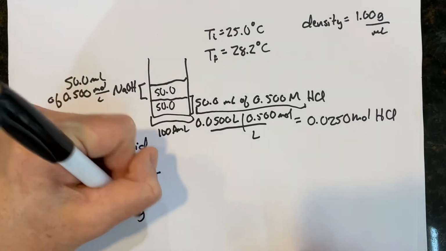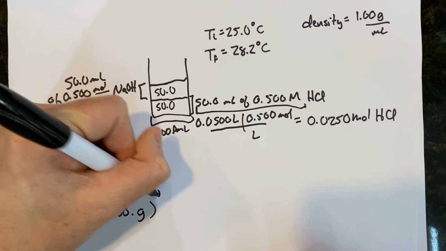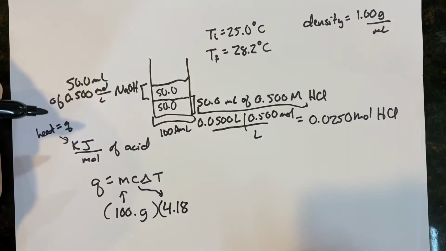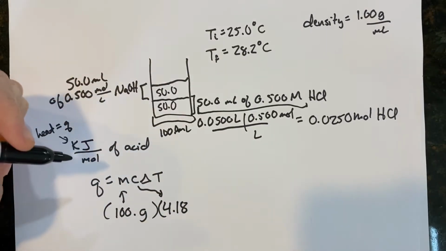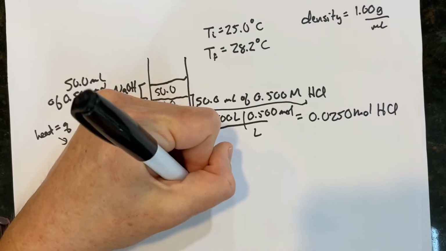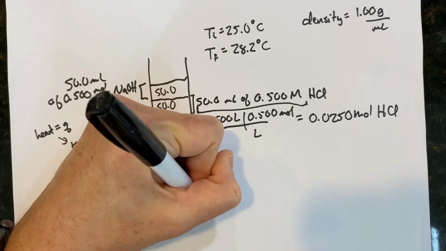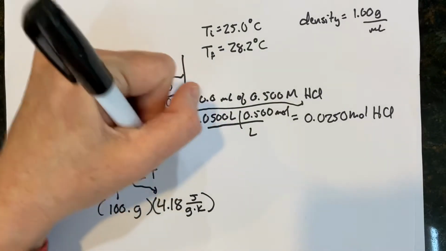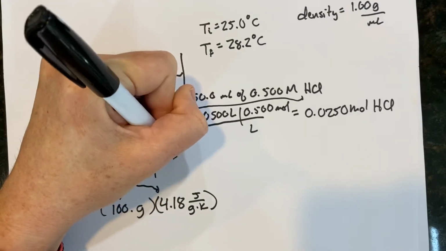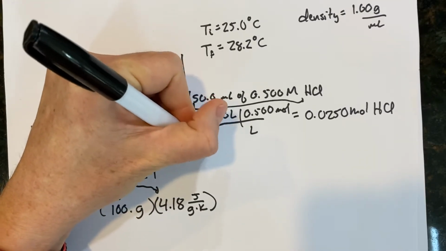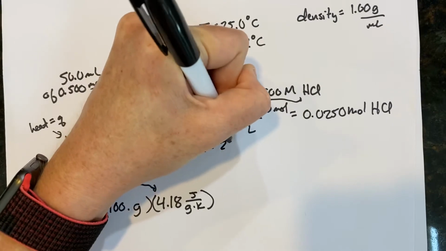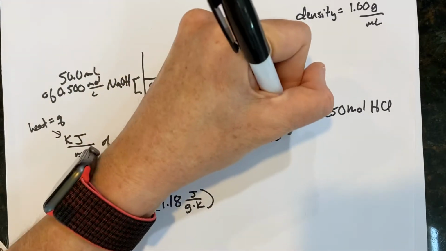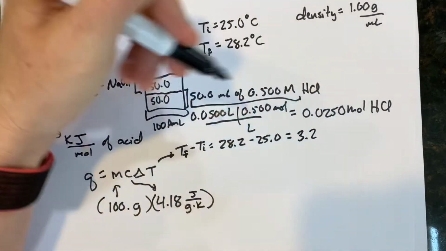It tells us that our C we can assume is 4.18. It doesn't say 184, so be careful with that. It says 4.18, and that's joules per gram K. Finally, our delta T. Our delta T is always going to be T final minus T initial. In other words, 28.2 minus 25.0. And that gives us 3.2.